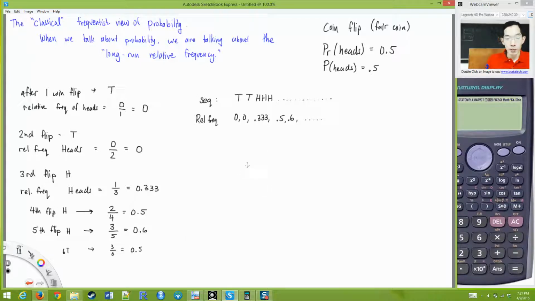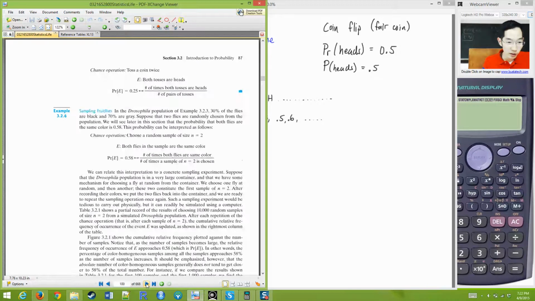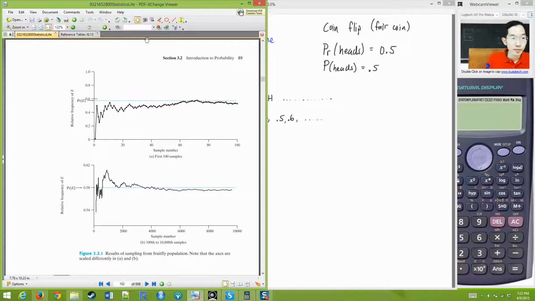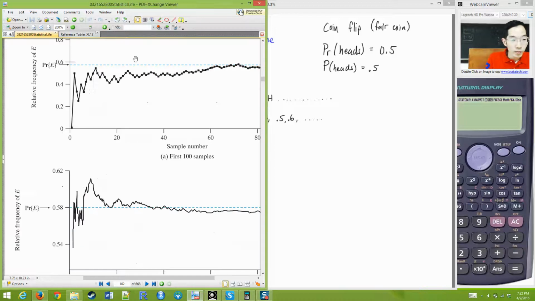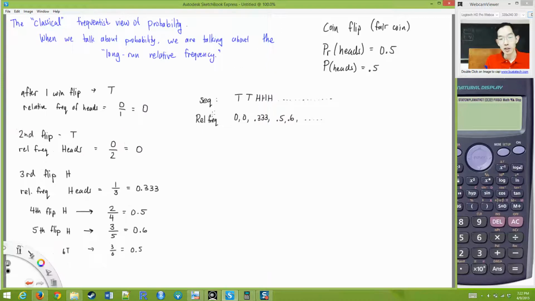Okay, we can plot this. The textbook did essentially this thing, except they have a different sequence. And so if we were to keep track of all of these different things, maybe after one flip it was 0 and whatnot, and as we repeat these things, we can see that these numbers are going to fluctuate and change with every outcome.